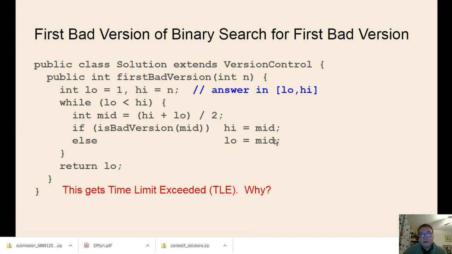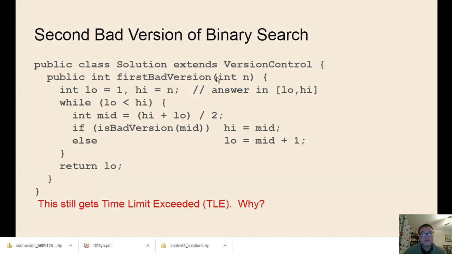So the reason for the bug is that I shouldn't be doing low equals mid, because if mid is good and our invariant is the answer is in [low, high], then we know the answer cannot be mid. It has to be at least mid plus 1. So we can do low equals mid plus 1. Then that fixes this problem, and that's our second version of using binary search to solve the first bad version.